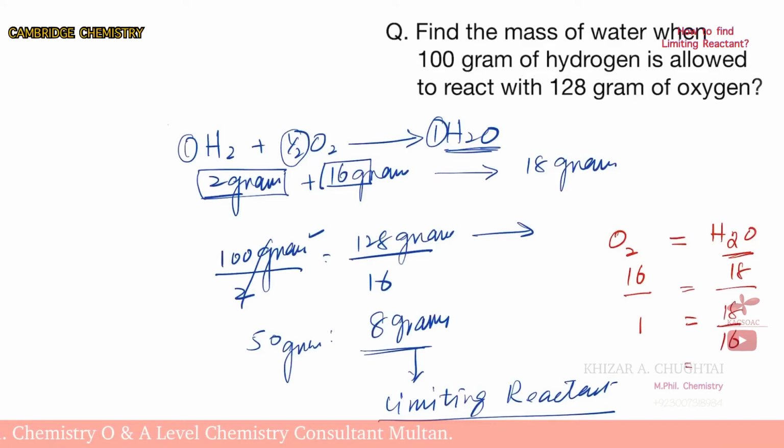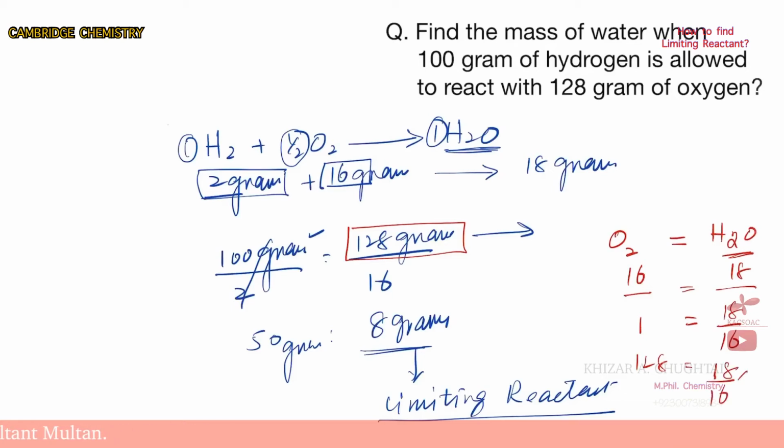And now in this question, we are using 128 gram. So finally we will get water equal to 18 over 16 into 128. So 144 gram of water will be formed as a result of mixing 100 gram of hydrogen and 128 gram of oxygen.